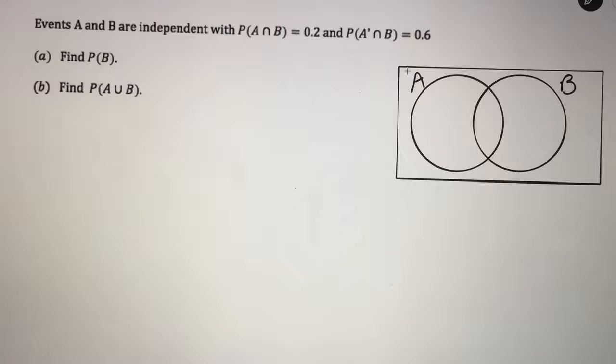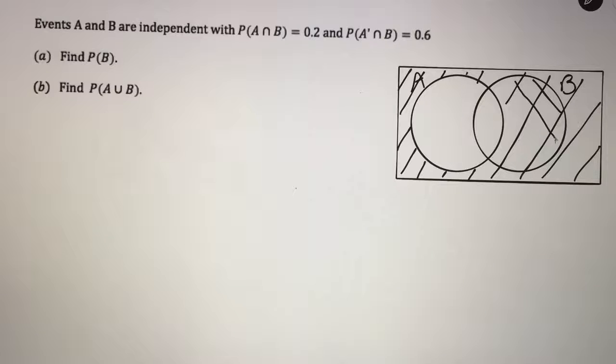The way I do this is I am going to shade it at an angle, okay? And I like to do it in different angles so that I can visualize the results better. So A' is everything that's not in A, so this angle here. B would be everything that's inside B.